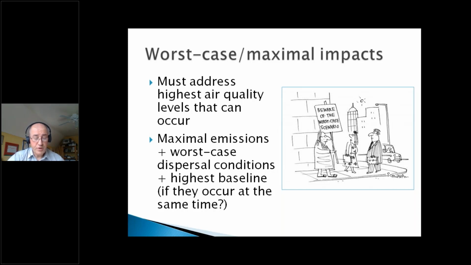An overarching principle, if not sheer common sense, is that the air quality impact assessment must address the highest air quality levels that can occur as a result of a subject project. This is usually addressed by taking the maximal emissions combined with the worst case dispersal conditions, combined with the highest baseline air quality levels, which we'll talk about a little bit later. If the results become problematic at that stage, then as a particular refinement, one can start to question whether these three factors can be coincidental in space and time.